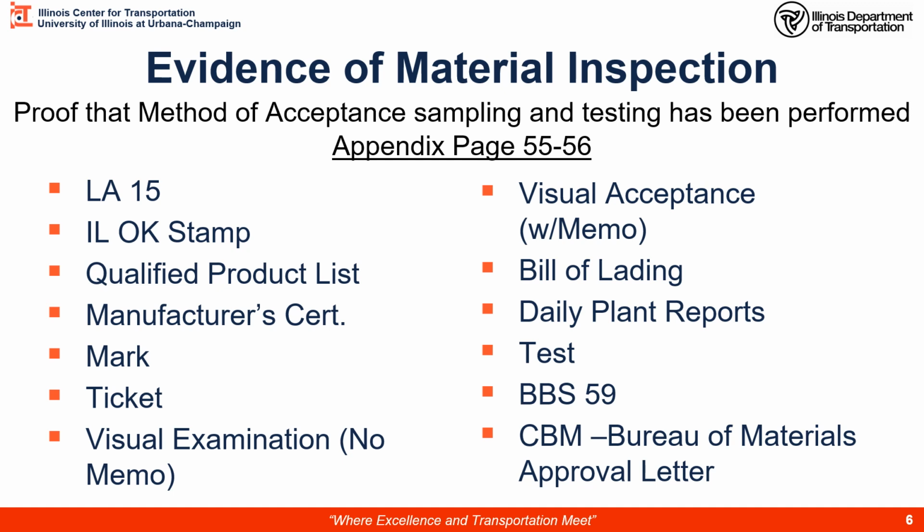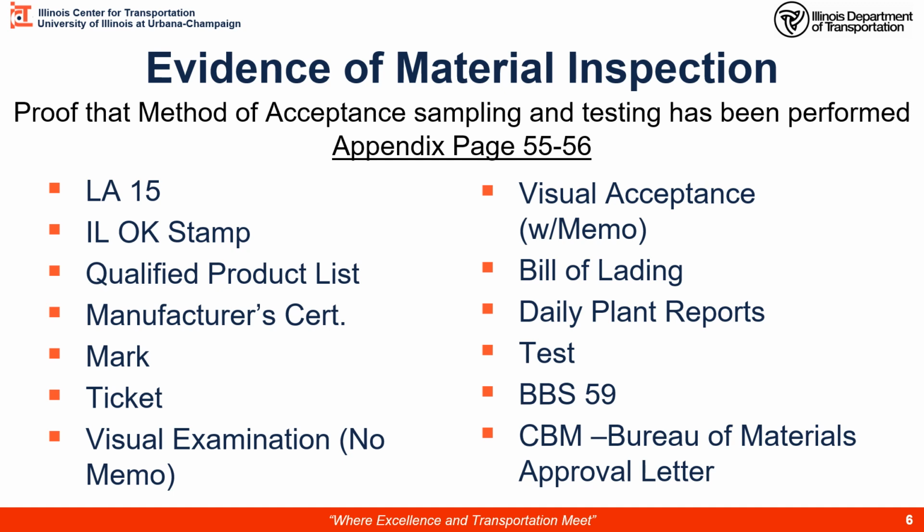Appendix page 54 in the Doc Guide shows the most common types of evidence of material inspection and their abbreviations, such as LA15. LA stands for lot acceptance. This type of evidence is used when you have a bulk material that is produced in batches or in lots, and IDOT will grab a representative sample of that material, test it, and that lot or batch can be approved.